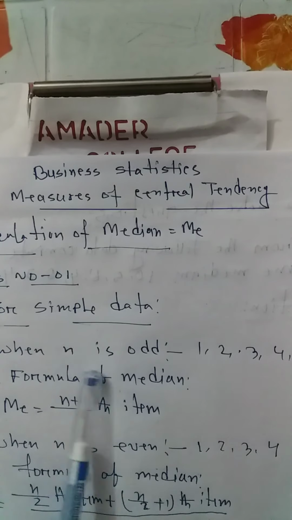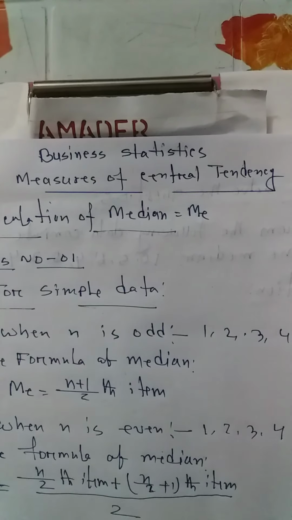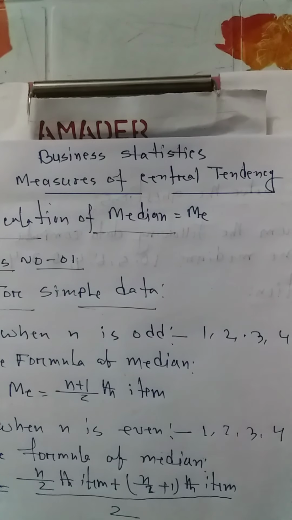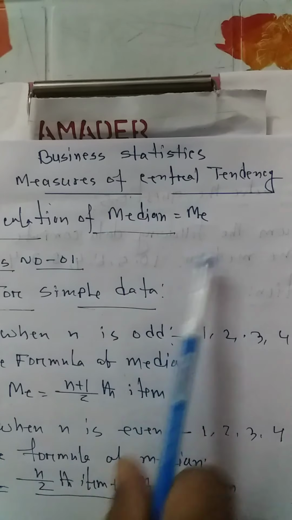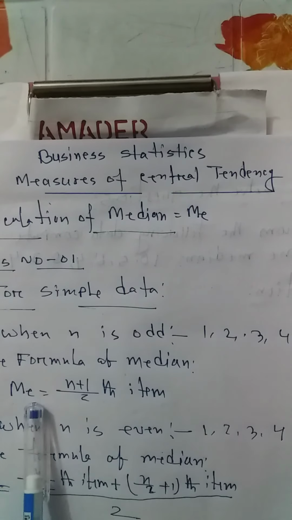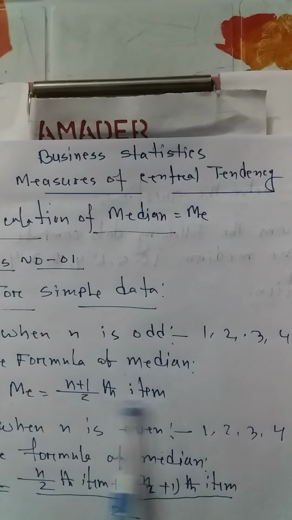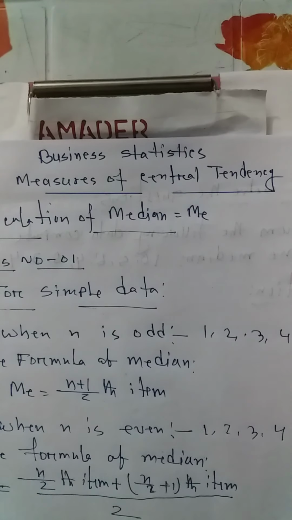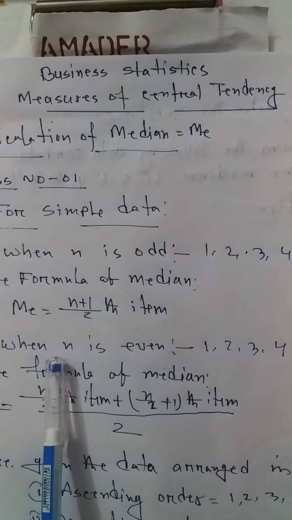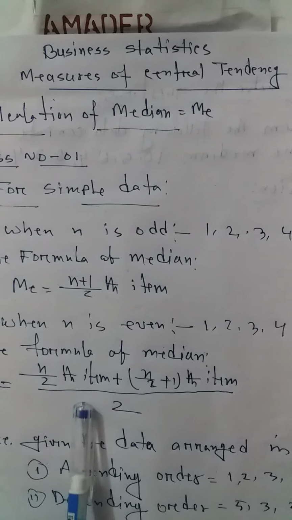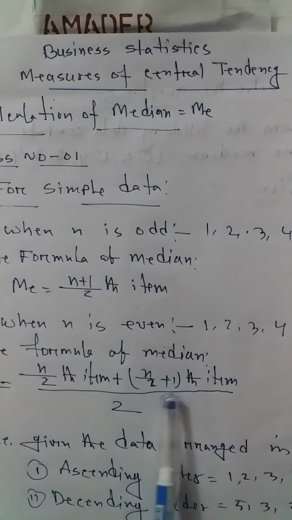When the observation is odd, the formula of median is: ME is the symbol of median. ME is equal to (n plus 1) by 2 the observation. Here n is the number of observations. When the observation is even, the formula of median is n by 2 the observation plus n by 2 plus 1 the observation, divided by 2.